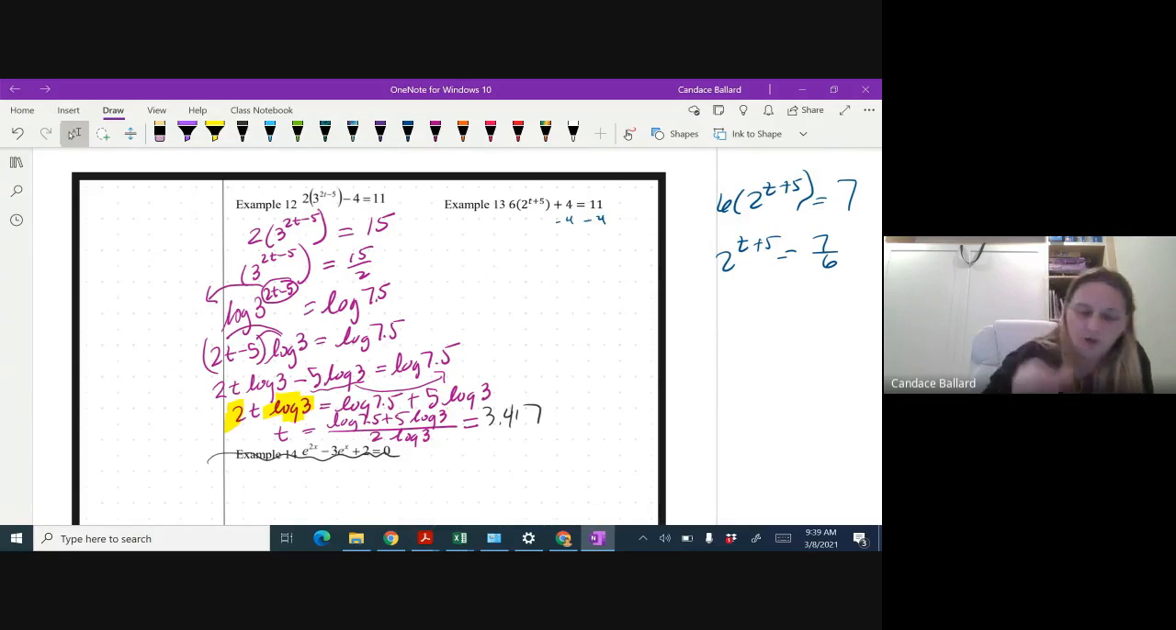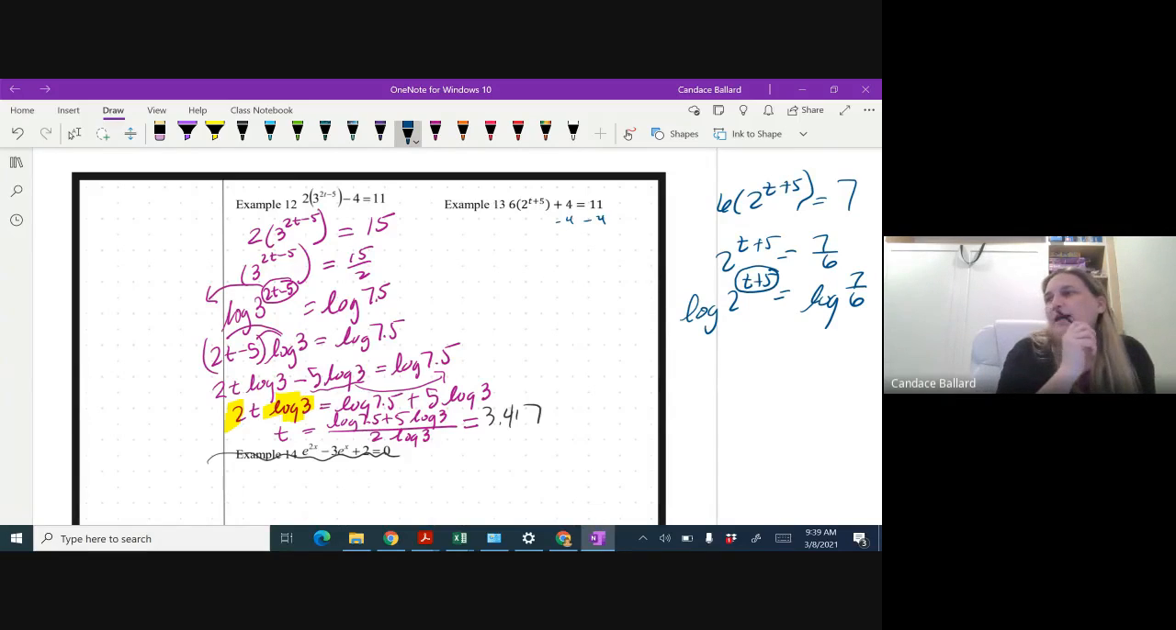All right, nice work. We are going to take the log of both sides. So log of 2 to the t plus 5 equals log of 7 over 6. Okay, what do I need to do now with the t plus 5? Where do I put that?